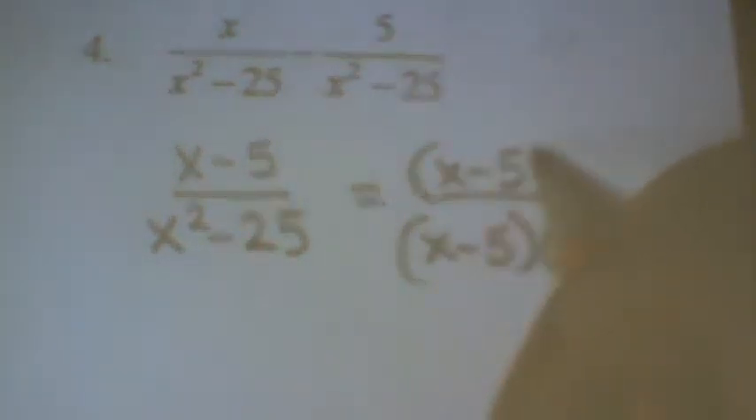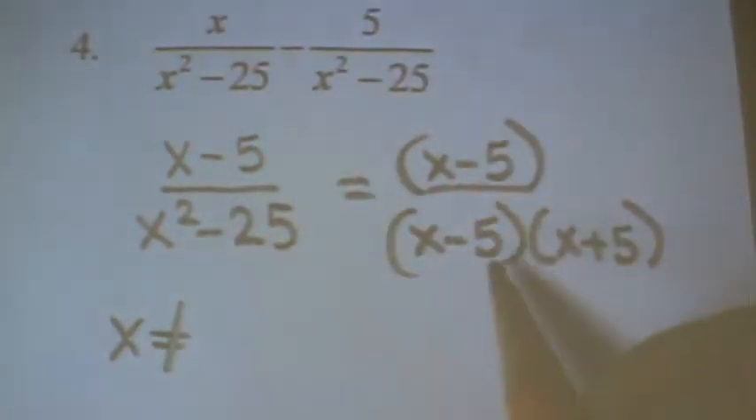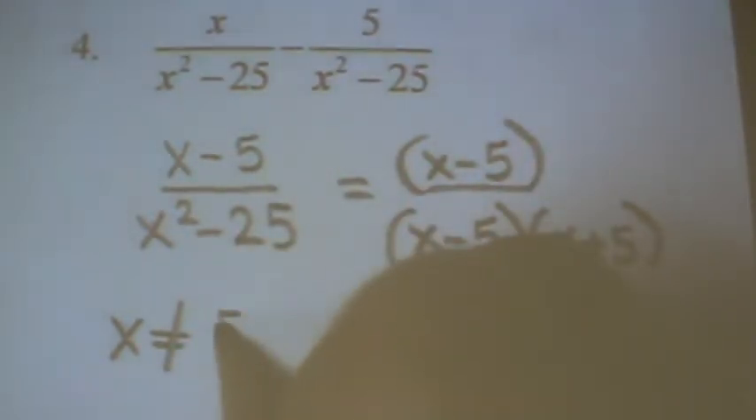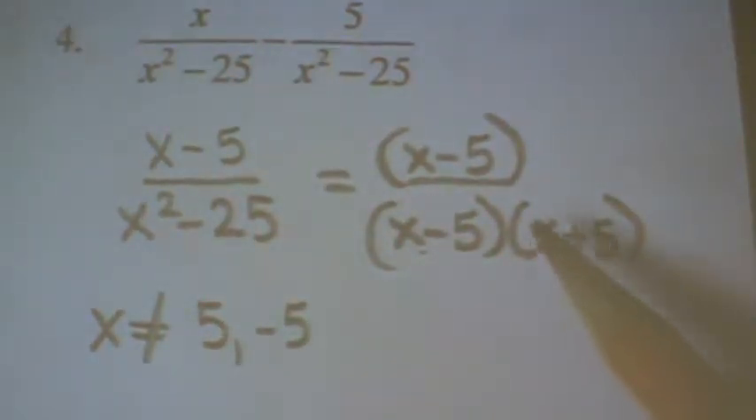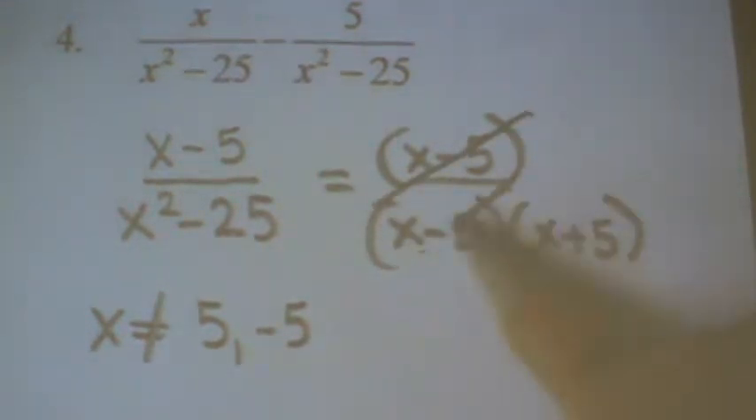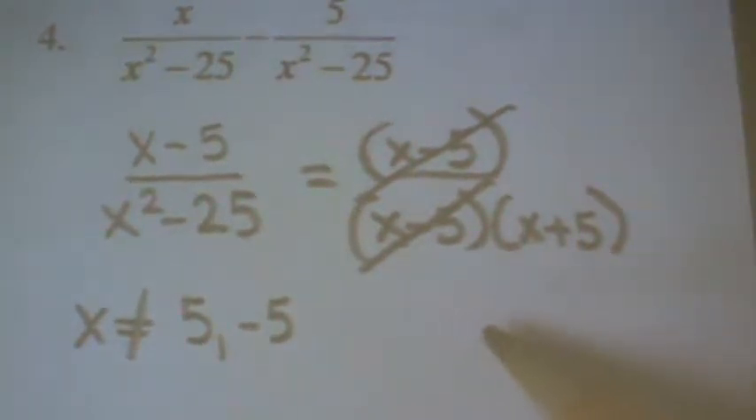Before we cancel anything, can you tell me the restrictions? X can't be what? 5 or negative 5. Good, and now what cancels? The x minus 5s. Okay, is the answer x plus 5? Yes.